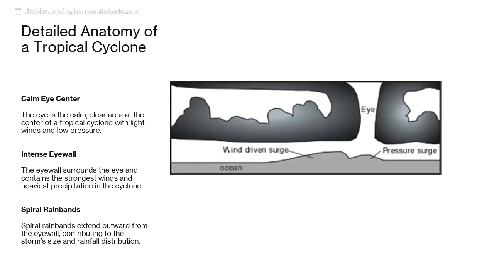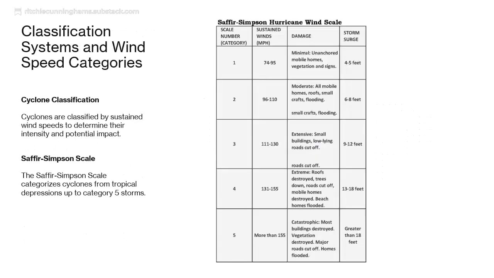Structure of a tropical cyclone. A fully developed storm has a well-defined structure. At the center is the eye, typically 30 to 50 kilometers wide. The eye is an area of descending air, light winds, and relatively clear skies. Despite the extreme weather surrounding it, conditions in the eye can be calm. Surrounding the eye is the eye wall, a ring of towering cumulonimbus clouds where the strongest winds, heaviest rainfall, and most intense weather conditions are found.